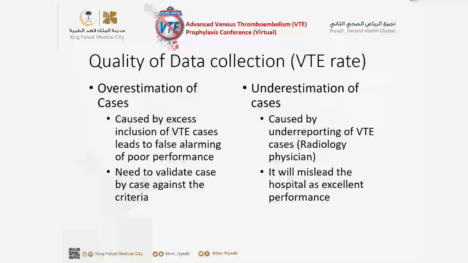That's why we found mainly 2 types of variation, or errors, in data collection and data representation. The first group is the overestimation of cases related to the VTE rate. This problem is caused by excess inclusion of VTE cases, which leads to false alarms of poor performance. At one time in our hospital we had this problem, but we fixed it, alhamdulillah.